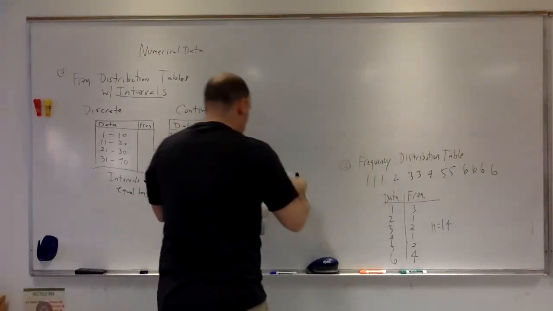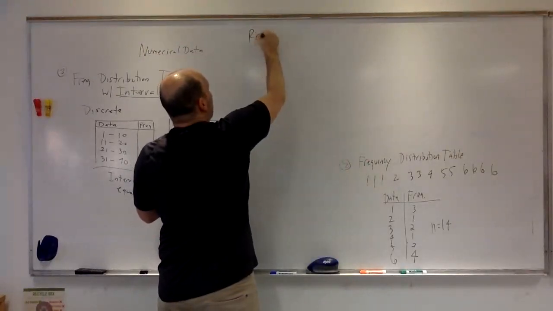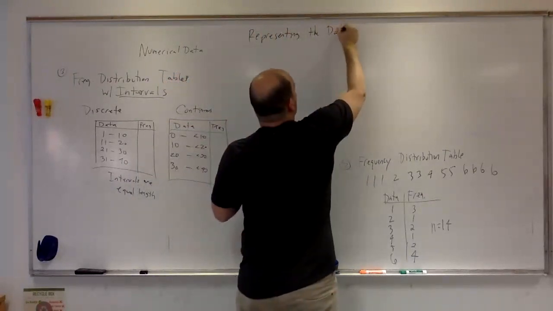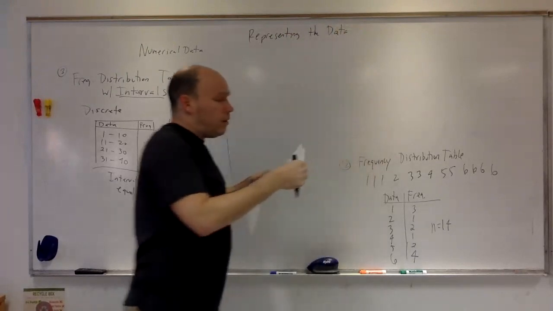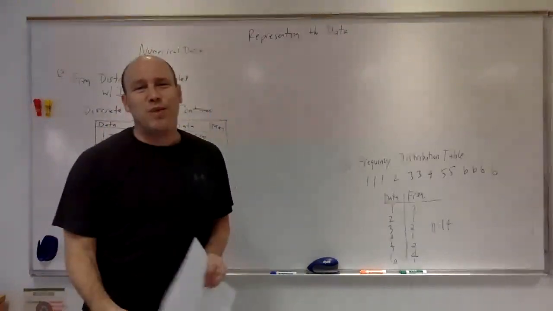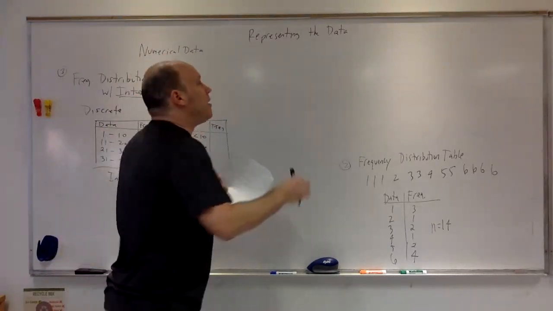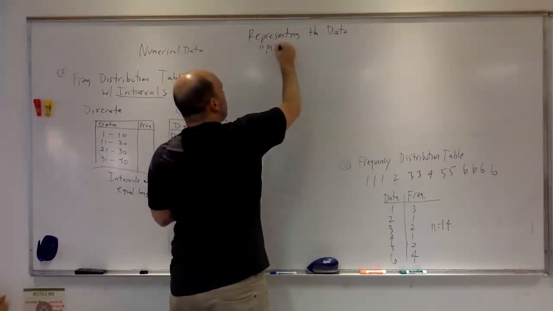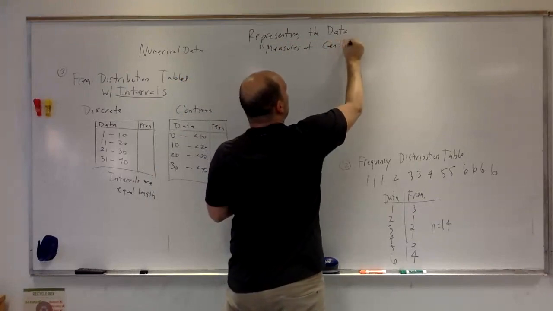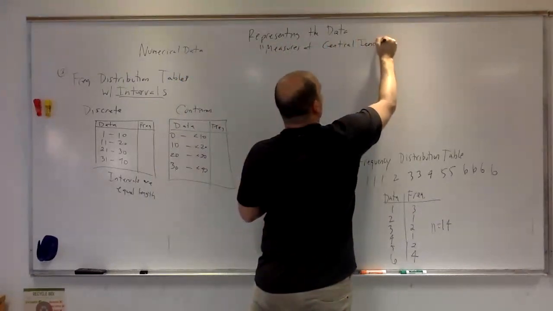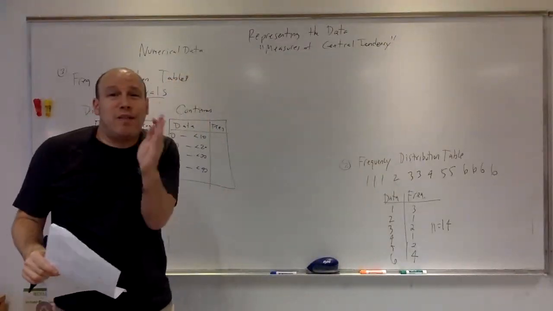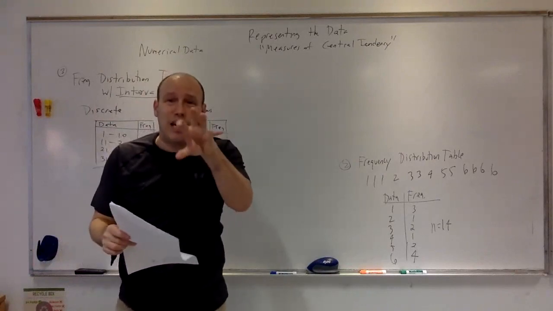And so the next thing is representing the data, and a couple of things. Now, you know the mean, median, and mode. That's the first thing you've been taught about how to represent the data. The fancy name is the measures of central tendency, and that's just a fancy way of saying what's kind of the middle, what represents the center.